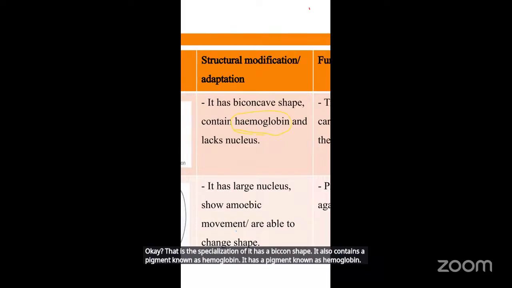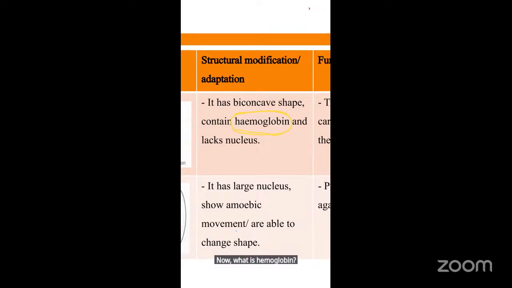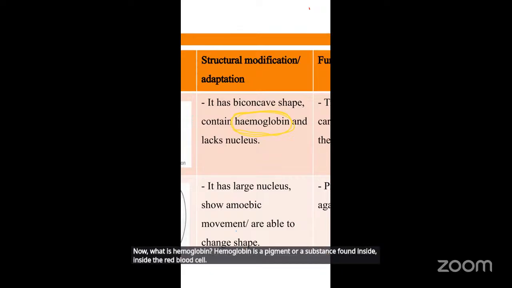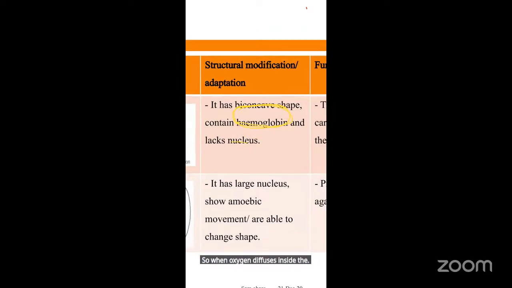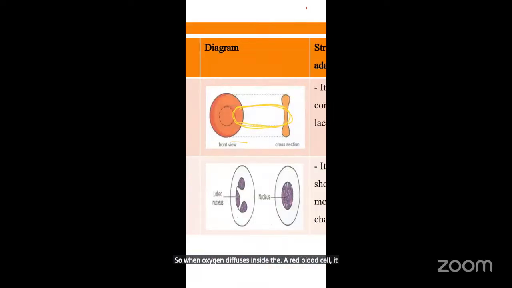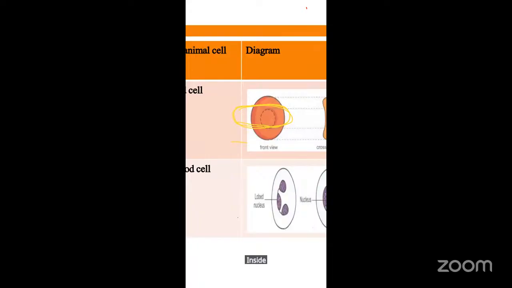Now, what is hemoglobin? Hemoglobin is a pigment or a substance found inside the red blood cell. Its function is to absorb oxygen and sometimes carbon dioxide. So when oxygen diffuses inside the red blood cell, it gets dissolved in hemoglobin. So hemoglobin is found inside the red blood cell throughout.